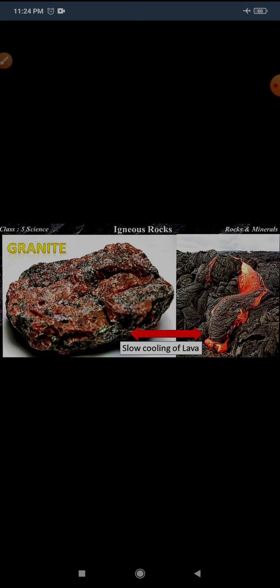The first is granite. The spelling is GRANITE. It is actually very hard, and it is formed by the slow cooling of lava. So what things do you have to learn? First, it is a type of igneous rock. This is an example of igneous rock. Second point, it is very hard, and the third point is it is formed by the slow cooling of lava, not quick cooling. I am telling you, slow cooling of lava.